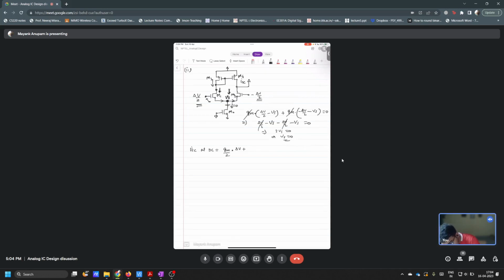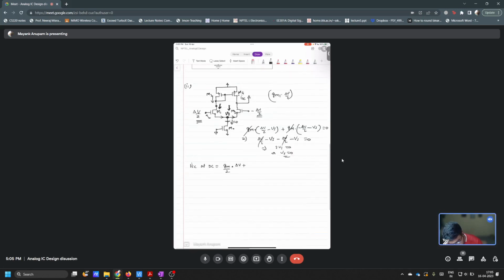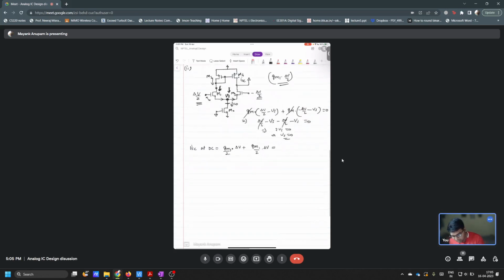So what is the current here? Current is GM1 times delta V by 2, right? That is the current flowing in this. That is mirrored here, right? Yes, correct, sir. So the mirroring ratio is same, right? And that is mirrored here. So this is exactly the same current, GM1 and then again GM1 by 2 times delta V, right? This is GM1 times delta V, correct?